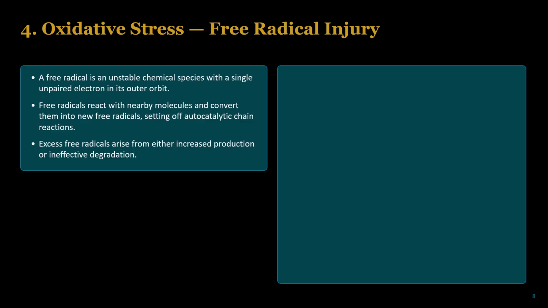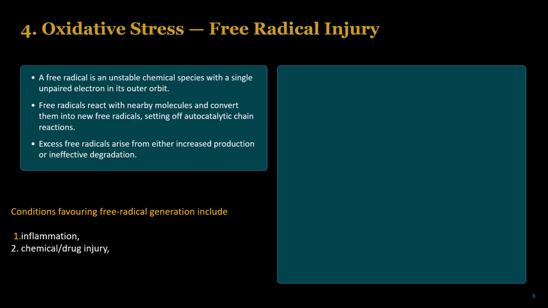Now, what are the conditions that favor the production of free radicals? Free radicals are produced extensively in the process of inflammation. We know that inflammation is a response to connective tissue injury. Anytime we have a connective tissue injury, the body responds with the process of inflammation. We are going to talk about inflammation in our next videos. Another factor that promotes the production of free radicals is chemical or drug injury. Free radicals are also produced by radiation and ischemia reperfusion. So these are some of the conditions that lead to the production of free radicals.